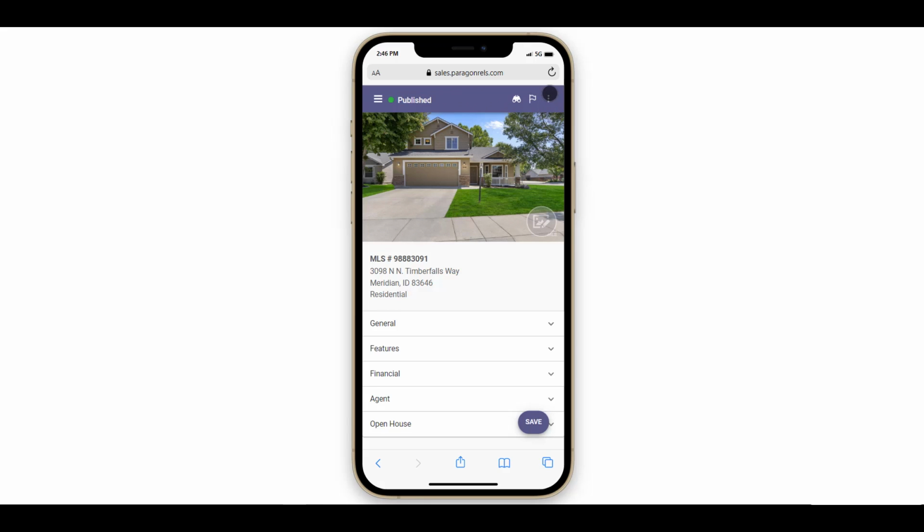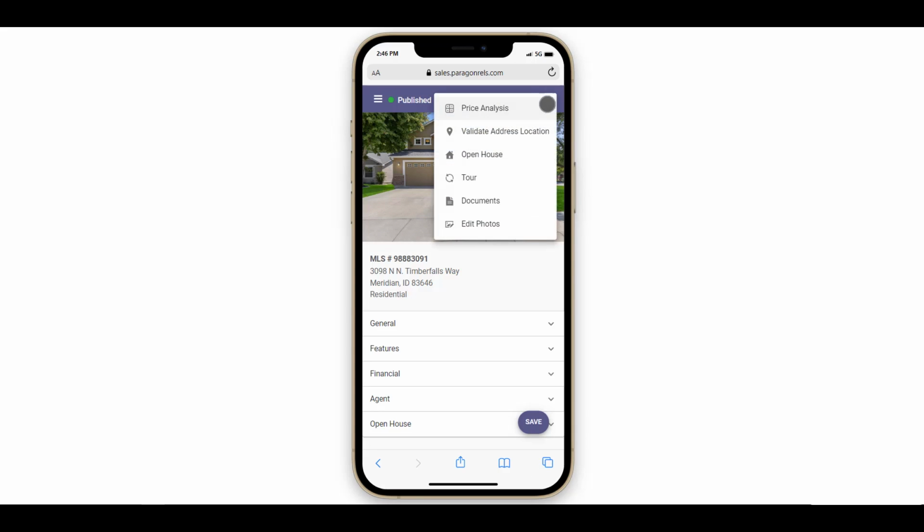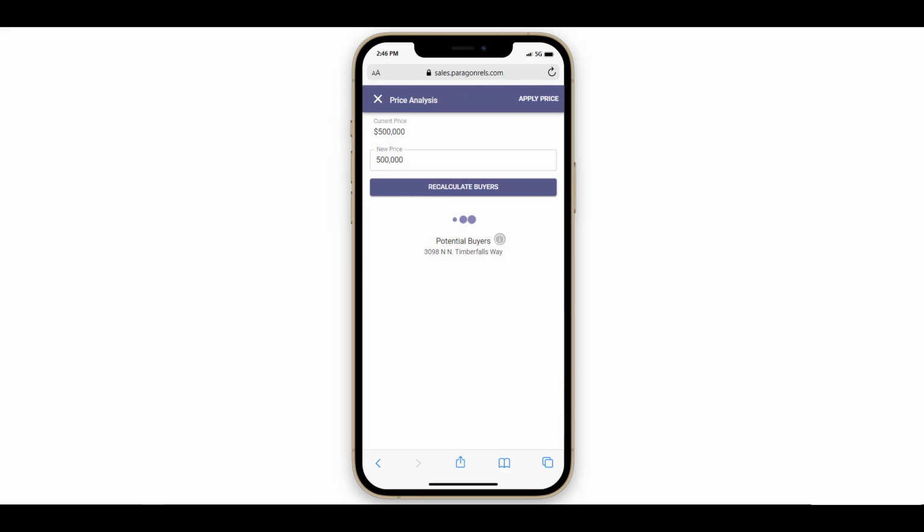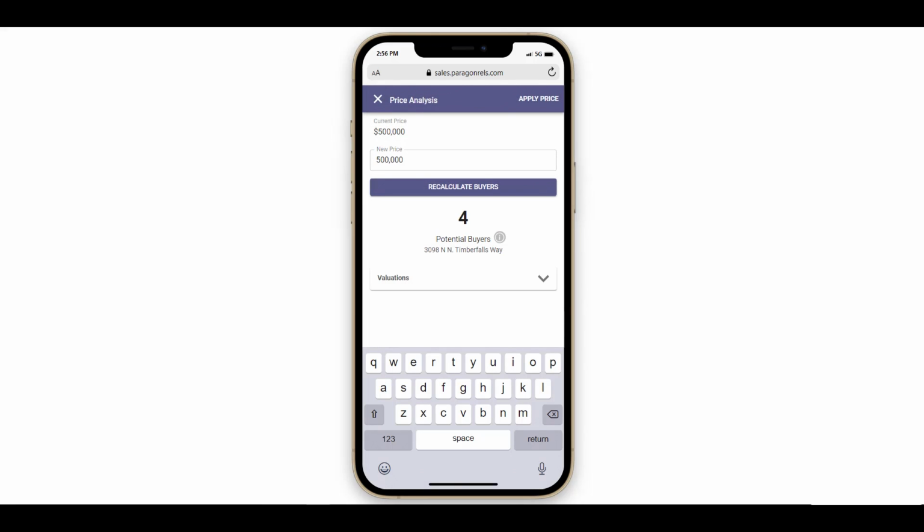So to show you this, I have this listing here, right? It's been on the market for a little bit. I click on my overflow, I go into price analysis. And as you can see here, the current price is at $500,000, that's the list price. At this price, we have 4 potential buyers.